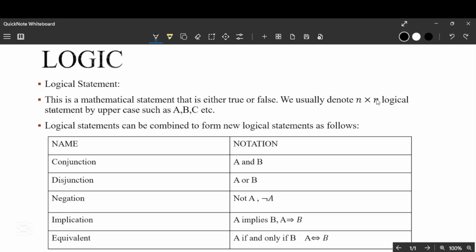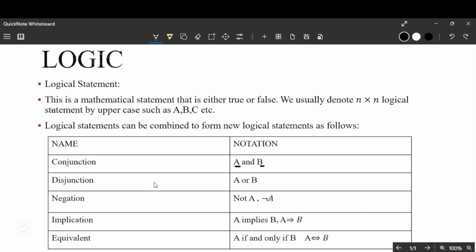Now let's look at this particular table that we have here. If we have two statements and we combine them, then we have a conjunction, and both statements must be true at the same time. That is conjunction. Here A represents one statement and B represents another statement.